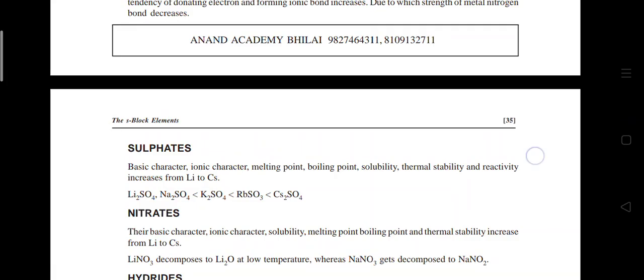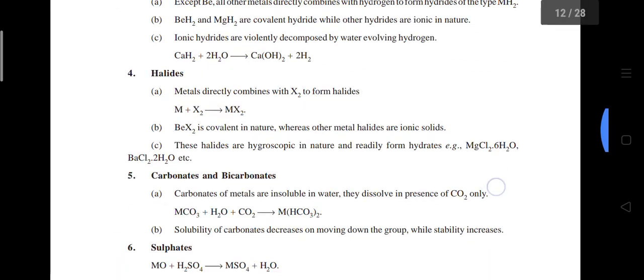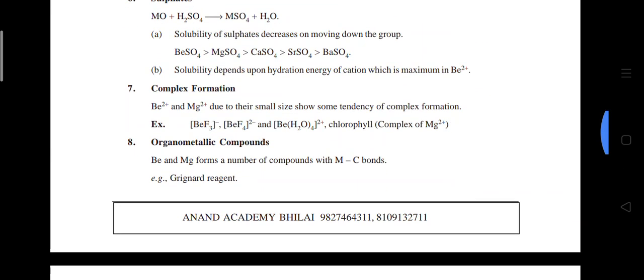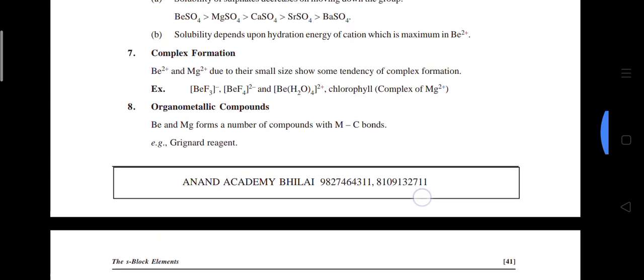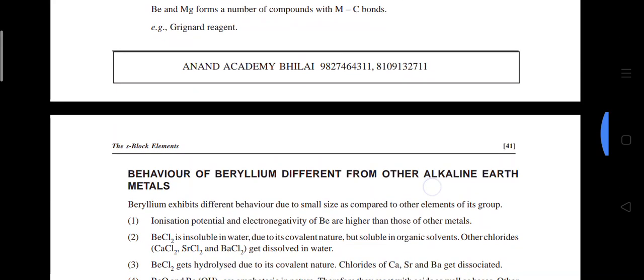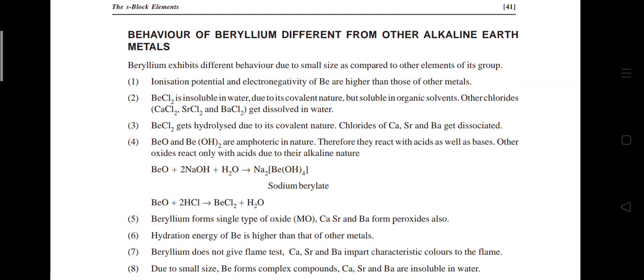Next is complex formation. Beryllium ion and magnesium ion, due to their small size, show some tendency of complex formation. Next, organometallic compounds. Beryllium and magnesium form a number of compounds with metal-carbon bonds. Example, Grignard reagent.